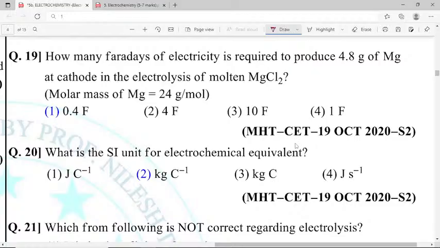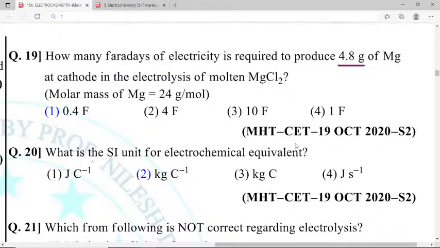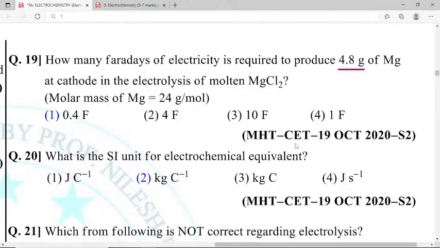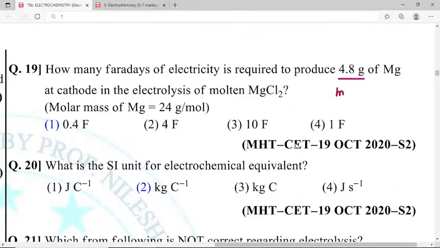How many Faradays of electricity are required to produce 4.8 gram magnesium at the cathode? So this is 24. The first thing we have to calculate is the mole. Mole is equal to 4.8 divided by 24. So this is 0.2 mole.